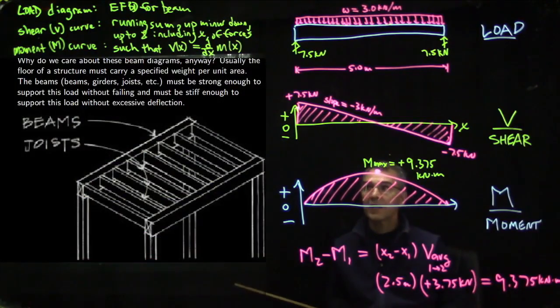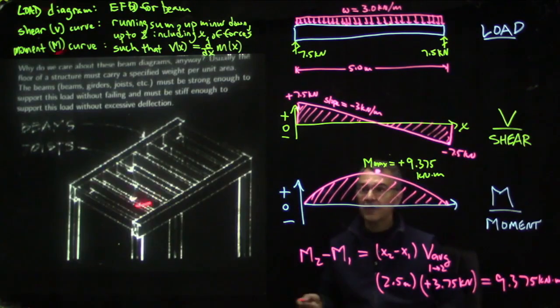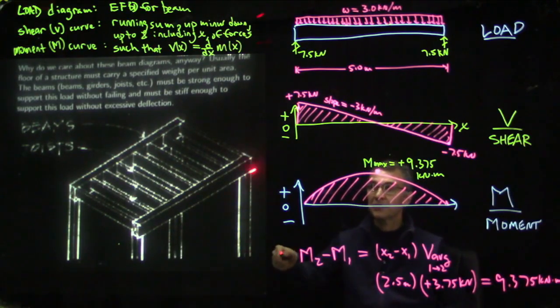So you might ask, why do we care about these crazy beam diagrams anyway? I mean, what is the point of drawing these diagrams showing the shear and the moment as a function of length along the beam? Well, it turns out if you look at the way a wood frame house is built, for example, you have some big beams on the end, and then you have some floor joists running from end to end. And you might say that this whole floor has to support some number of newtons per square meter, or in the US, some number of pounds per square foot.